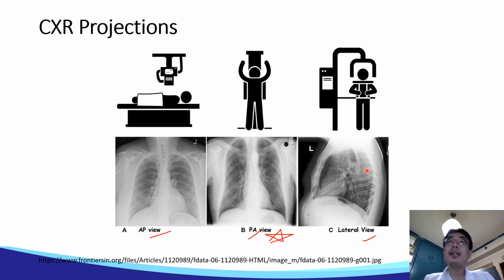Finally, the lateral view is essentially a supplementary view which can help detect pathologies which may be otherwise missed in a PA or an AP view. For example, if there is a mass in the retrocardiac space, or the space behind the heart.